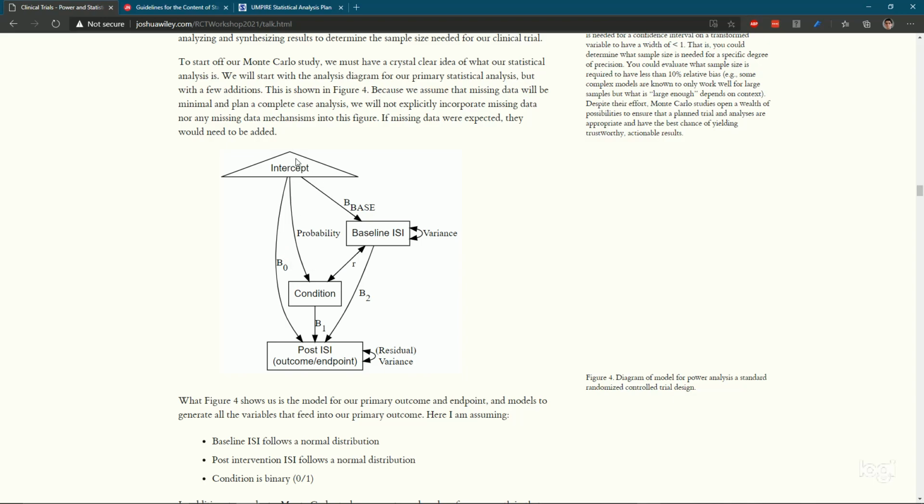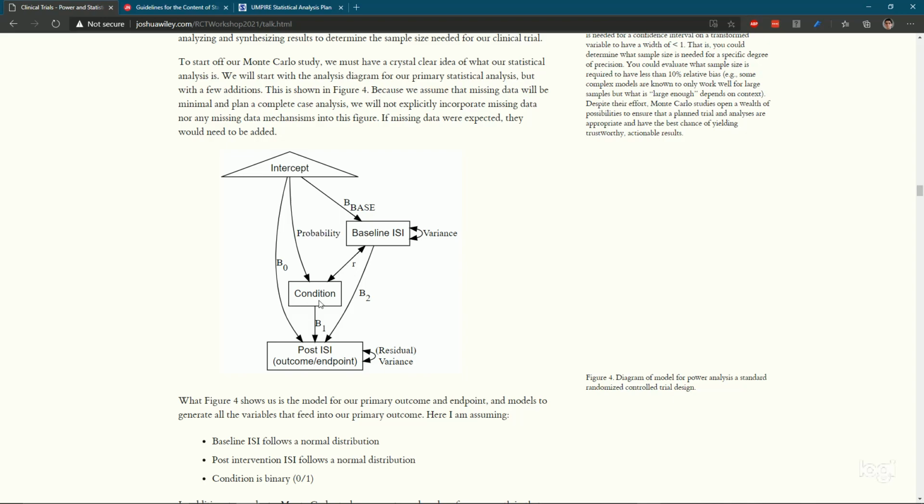The intercept for the baseline ISI: with no predictors, the intercept is going to be the mean. So that's basically saying, what is the average ISI at baseline? What is the variance of ISI at baseline? Another is the intercept to condition here. That's the probability of being in a given condition. This one we should know because we randomize people and we know our allocation ratio. So we should know there's a 50-50 chance of being in each condition, or if you're randomizing 3 to 1, there's a 75 or 25 probability of being in each condition.